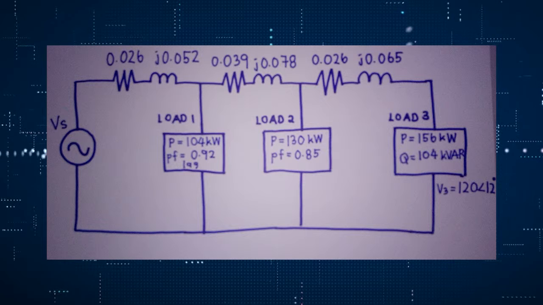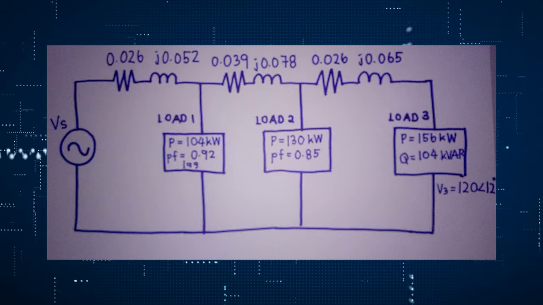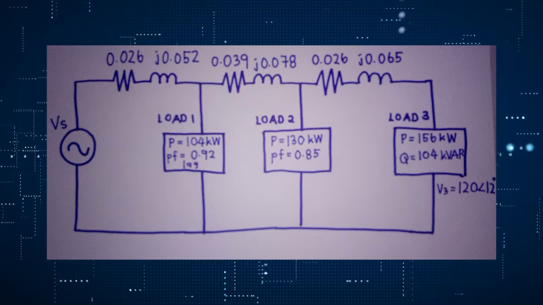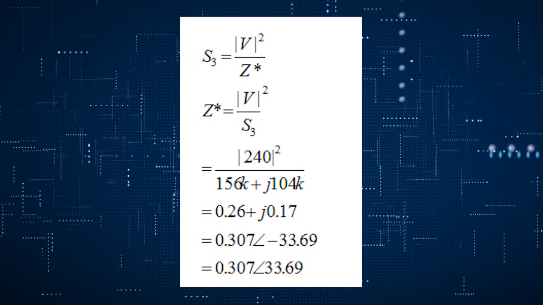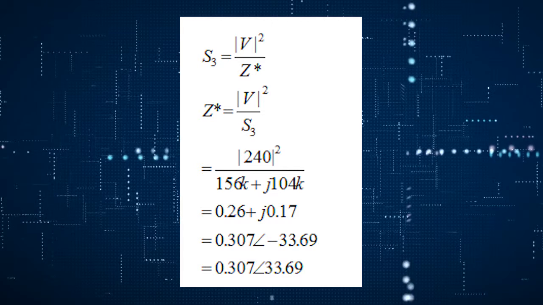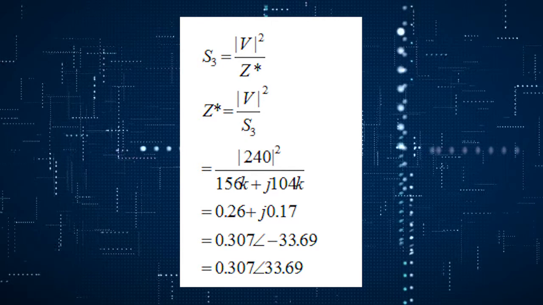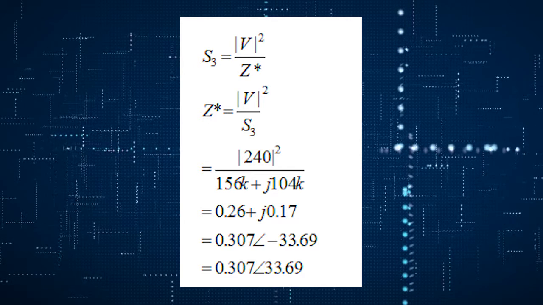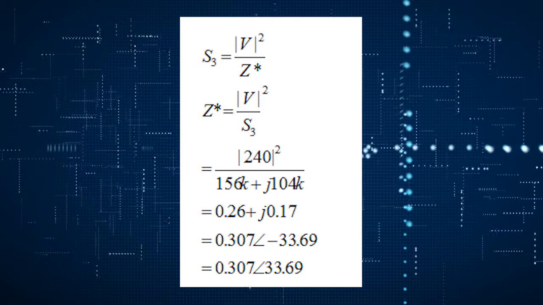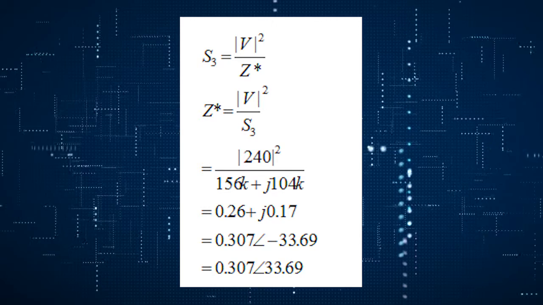Since the voltage at load 3 has been given, we have to solve at load 3 first. We will get the complex power since the real power, which is P, and the reactive power, Q, have been given. After getting the complex power, we can find the impedance at load 3 by using this formula.